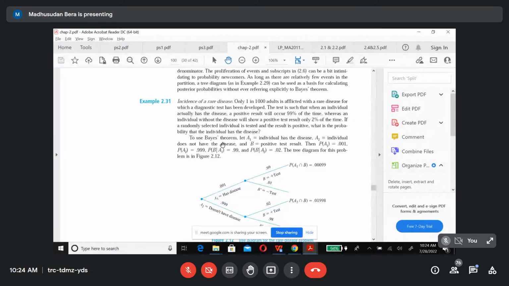So we are writing it this way: A1, the individual has the disease; A2, the individual does not have the disease; and B, a positive test result. See, 1 in 1,000 adults has the rare disease. So for an individual having the disease, what is the probability? 1 by 1,000, that is 0.001.